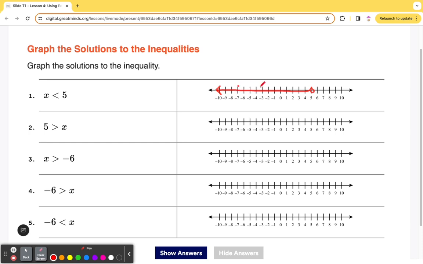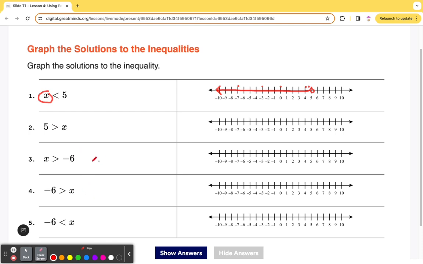All of these numbers are true for x, right? -7 is less than 5. 3 is less than 5. 0 is less than 5. 4 is less than 5. 4.5 is less than 5. 4.999 is less than 5. All of those numbers, not including 5, are less than 5. So they would all be solutions for x is less than 5.